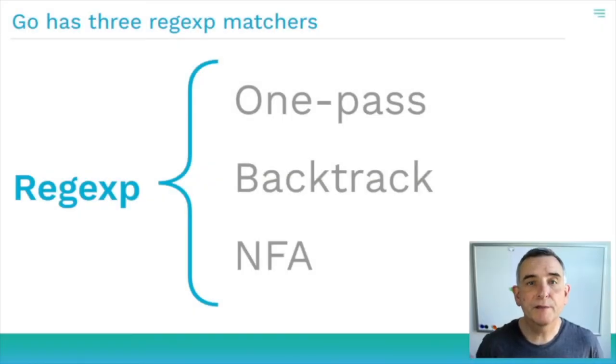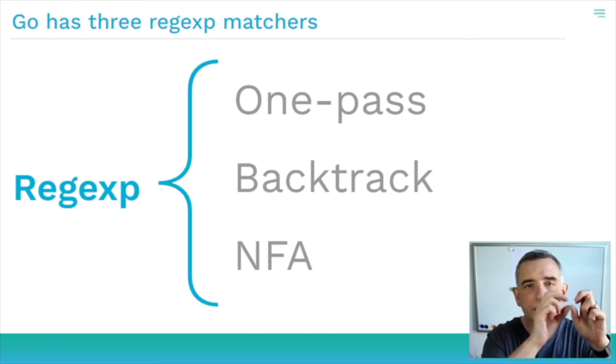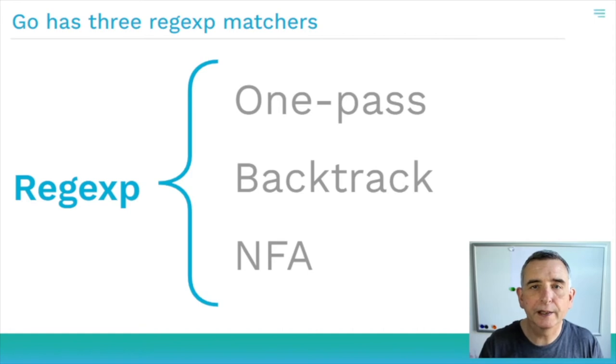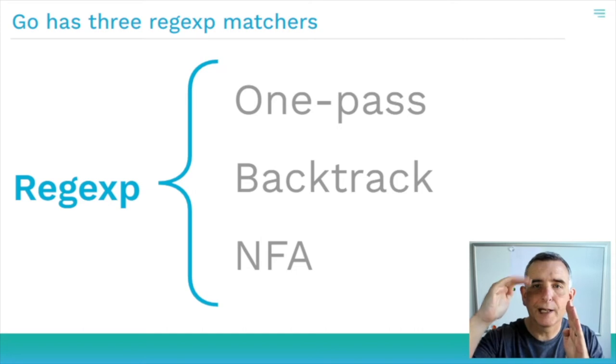It turns out there's actually three regexp matchers in the Go regexp package. One pass is for very simple cases where there's no ambiguity. If you think about the state diagram, then this is for cases where you can move from state to state and it's always clear which arrow you take. The backtracking matcher solves the problem of non-determinism by saying, whenever we have a choice, we're going to remember that point, try one of the choices and put the other one on a stack, and if it doesn't work out, then come back and do the other one.